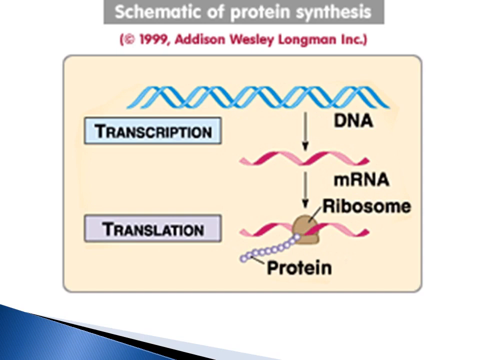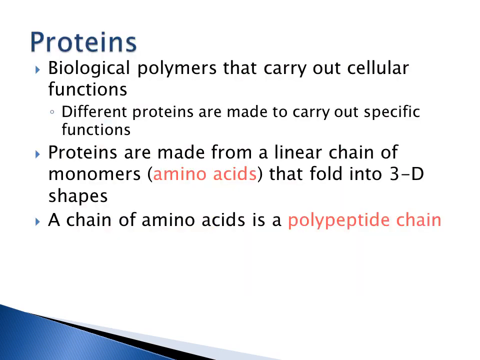So we already know we have DNA. From DNA, that's transcribed into messenger RNA. From messenger RNA, we have translation, which is what generates our proteins. So proteins are the biologic polymers that carry out all of the functions in the cell. And we need different proteins to do different tasks within our cells.